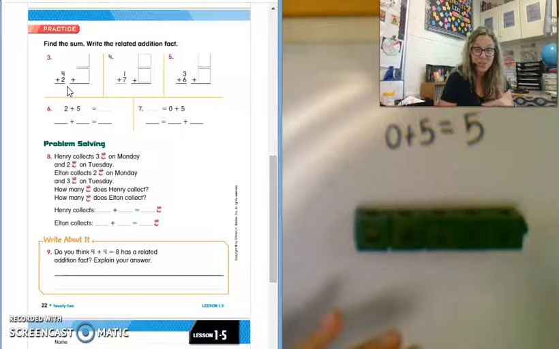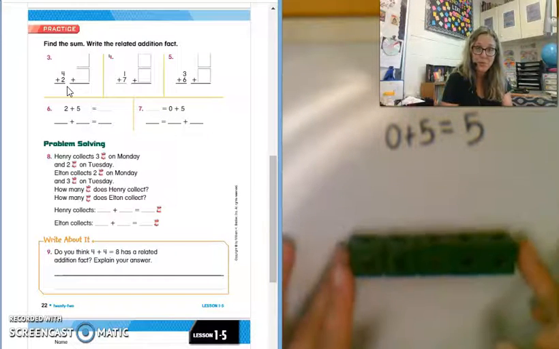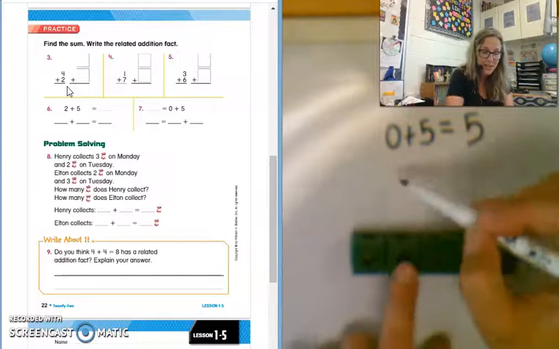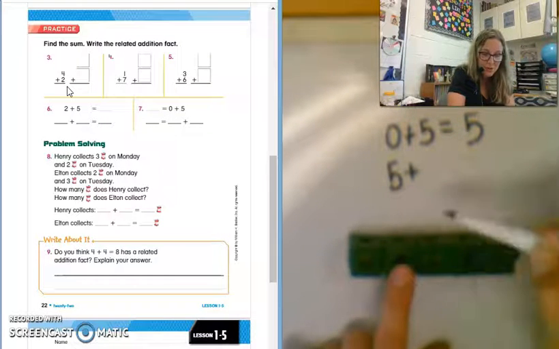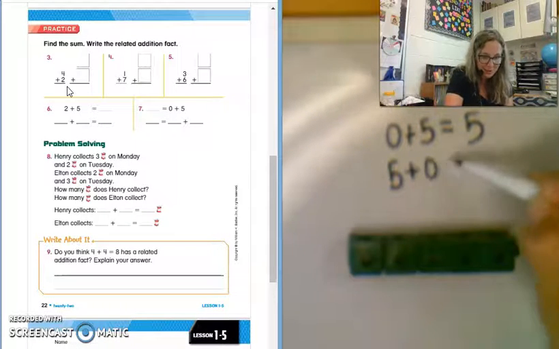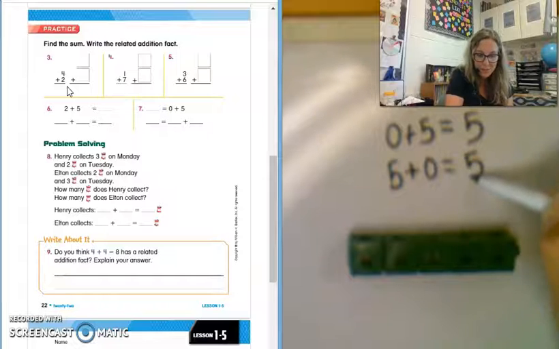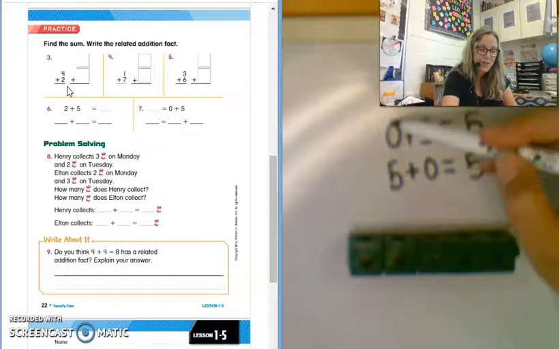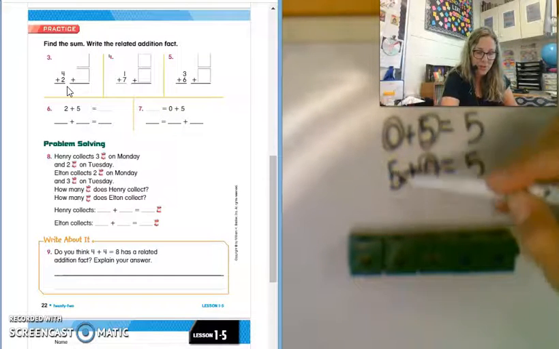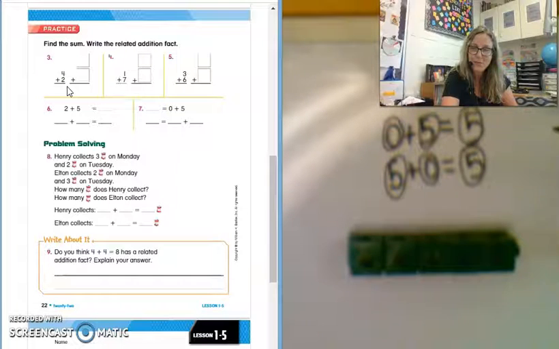Now if I change the order and I put my number of green first instead of second, then I would have 5 plus my number of orange, which is still 0, which would keep my sum or my total the same, 5. So they each have 0 orange, 5 green, and 5 for the sum.